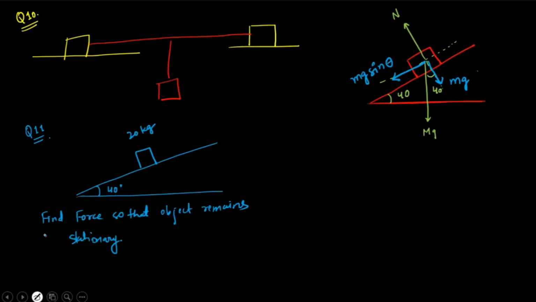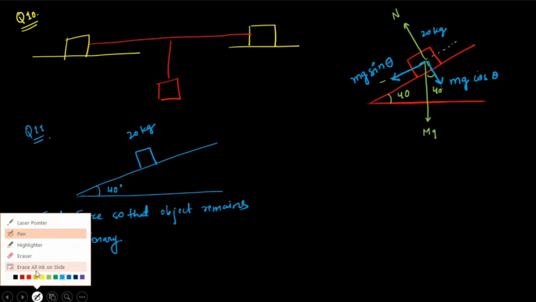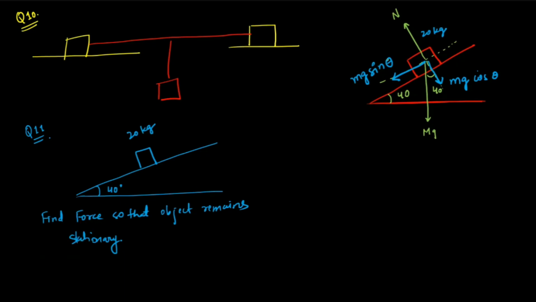So here what you need to understand is that mg cos theta is the component which is opposite to the normal, and mg sin theta is the component of force which is actually pulling the whole object of 20 kg mass in the downward direction. So what force is actually required to keep that object motionless? That same amount of force, which is mg sin theta. The force which we need is mg sin theta.